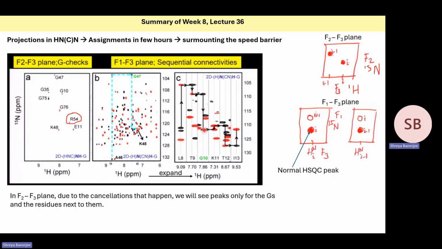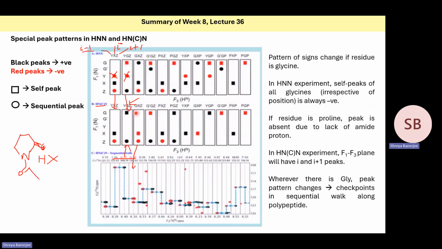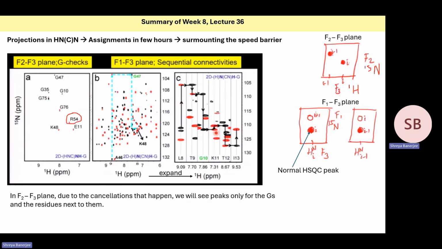So again, when you move on, GKT, here glycine has moved to the I-1 position. In that case, when glycine is in the I-1 position, both peaks will be red. Indeed, both peaks are red. So like that, you can move along the polypeptide and find out the sequential connectivities. So the F1, F3 plane helps you find out the sequential connectivities. In order to get these planes, basically you have three-dimensional spectra. And if you take projections of the spectra along any one face, you have a cube kind of structure.